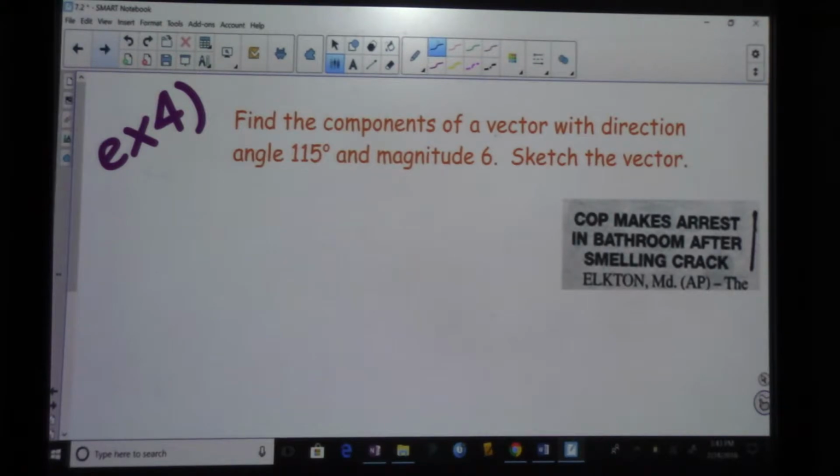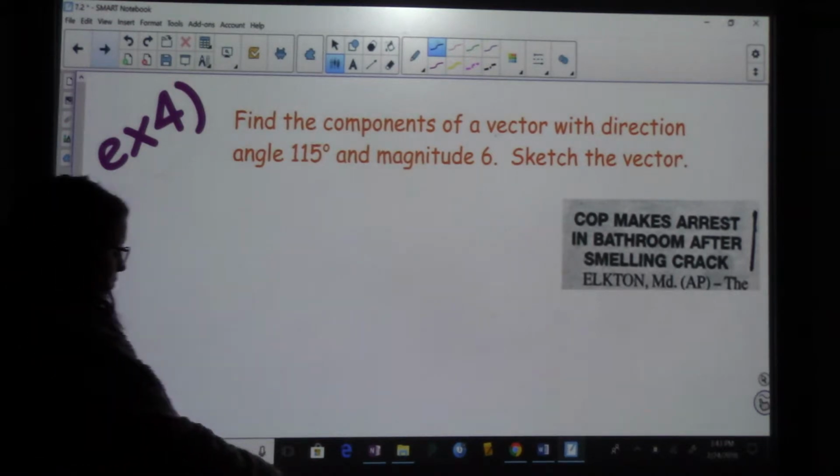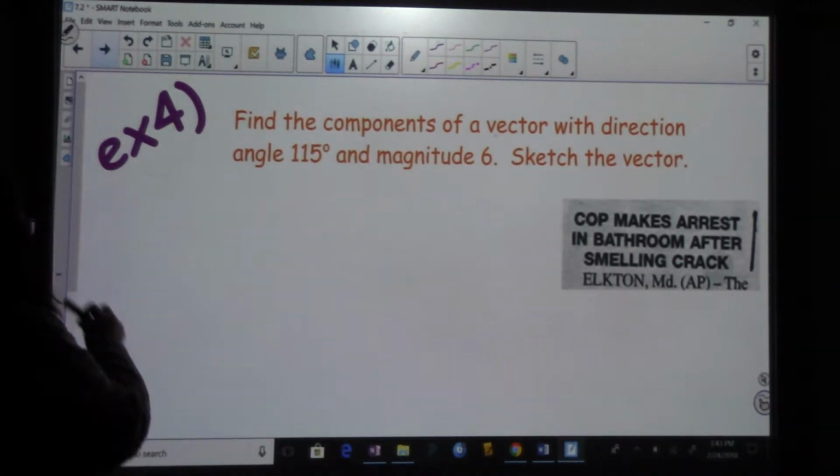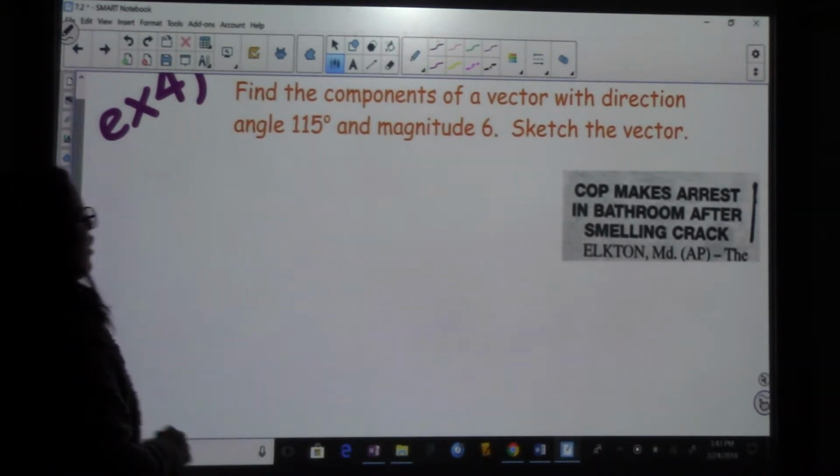So we're going to find the components of a vector with direction angle 115 and magnitude 6. We're going to sketch the vector. My computer is just not working very well. Now it is important when I say sketch the vector, it's just a tiny little drawing, it's not graph paper, but it is important because otherwise we will get answers that don't make any sense. We have to use a little common sense of our own.